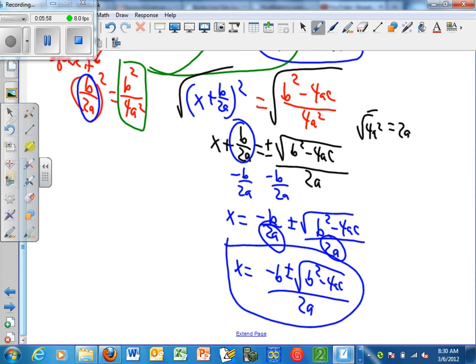For the extra credit, you would have to show every single step that I just showed you right there for deriving the quadratic formula.